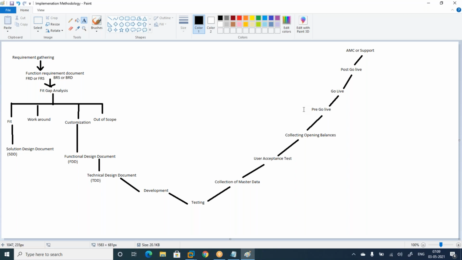This is a general implementation. If it is a vanilla implementation, it may take 2 years also, or it may take 5 years, 10 years also. If there are n number of companies, suppose I have 25 companies, 25 legal entities, then it may take some time. But usually, the best of what I observed, this is my experience: 6 months to 1 year minimum.